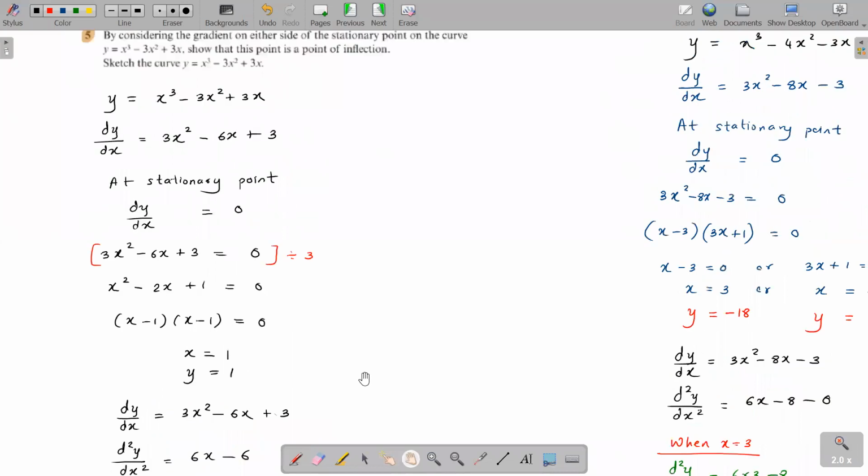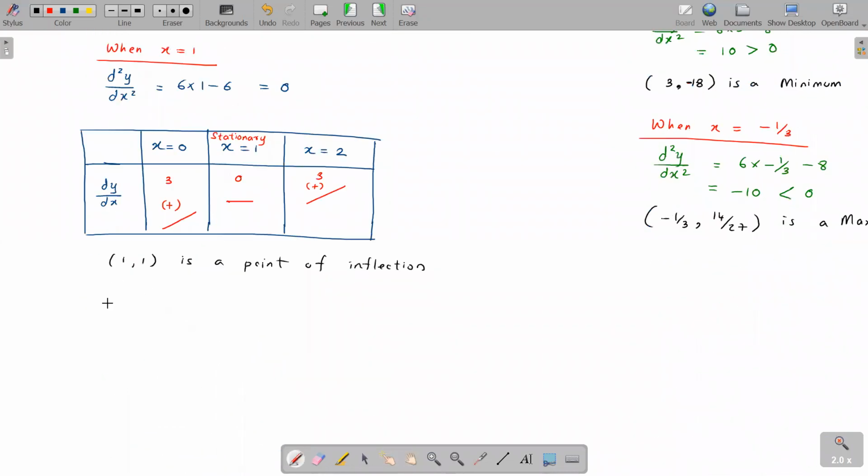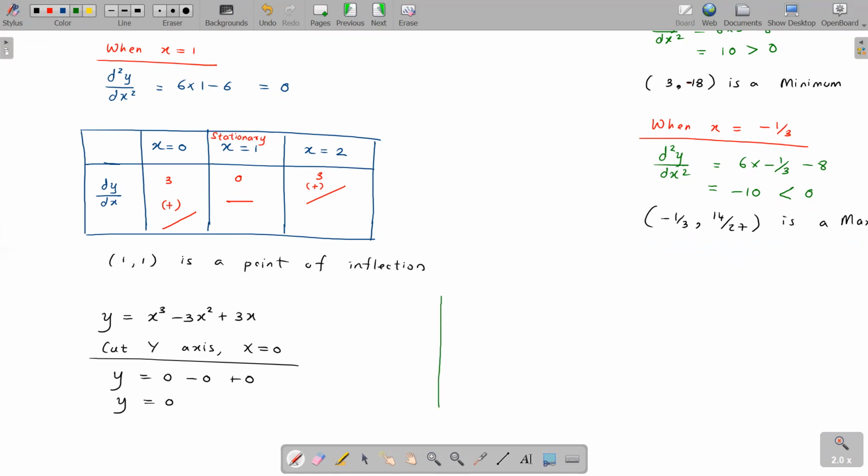What's the y equation? y equals x cube minus 3x square plus 3x. So when you cut the y-axis, x is 0. So when x is 0, what do you get? 0, 0. All of these are 0. Yeah, y is 0. So basically, do I need to find the place where we cut the x-axis again? When x is 0, y becomes 0, then vice versa, when y becomes 0, x should also be 0, right? So that means it cuts the x-axis and y-axis at the 0, 0 point. Do you get me? So then shall we draw the graph?